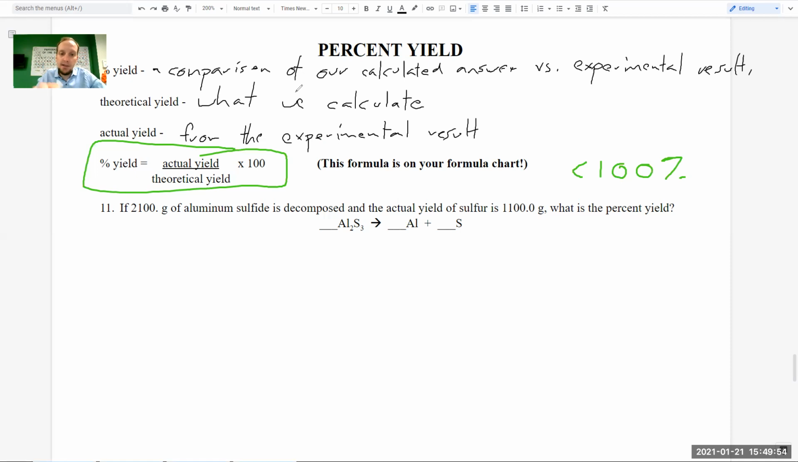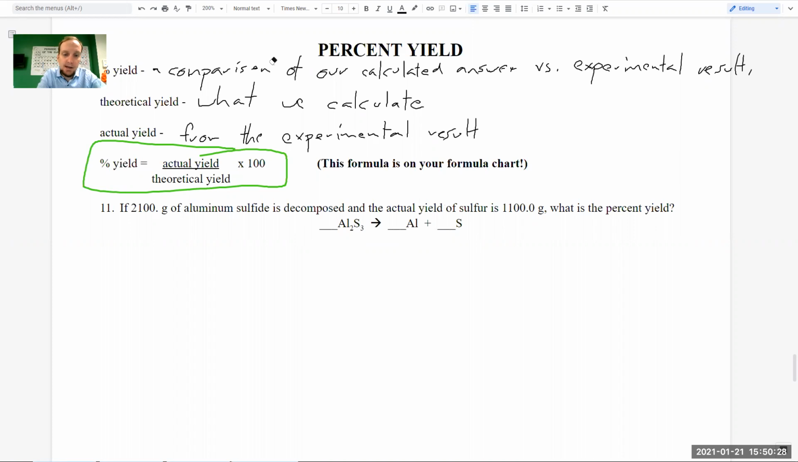But basically, for example, in this reaction right here, we have aluminum sulfide decomposing into aluminum and sulfur. As it decomposes, you would think that all the aluminum sulfide would decompose, and we would be left with nothing but aluminum and sulfur. But that's not actually correct. At all times, we will still be left with a little bit of aluminum sulfide. Therefore, our percent yield will have to be less than 100%. That again is a property of thermodynamics, and we'll get into that in much more detail later.